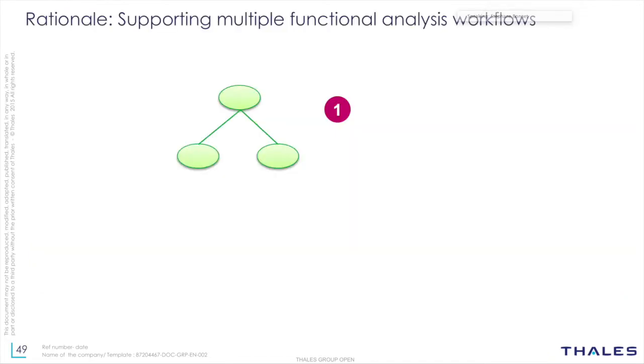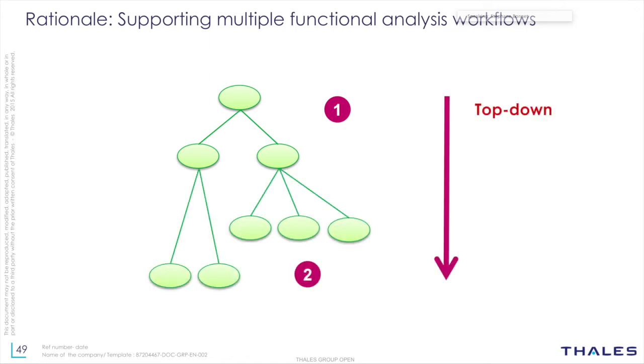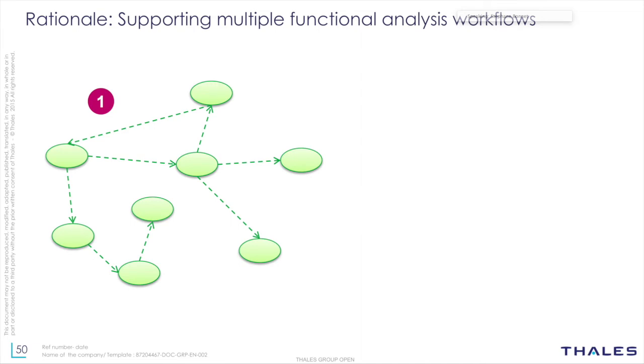And now I'm coming to the rationale for this. Well, first of all, functional analysis is a technique that is intensively used by our systems engineers, and they need to have multiple workflows. So the first one is simple workflow top-down. I create a few functions. I break them into sub-functions. So basically, I build my tree from top to bottom.